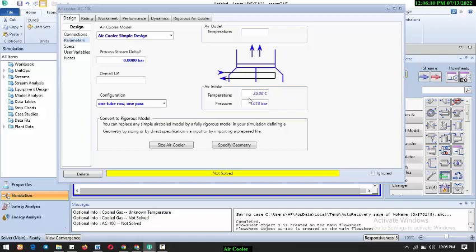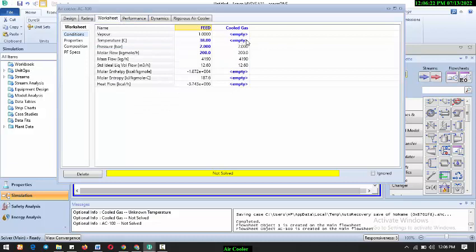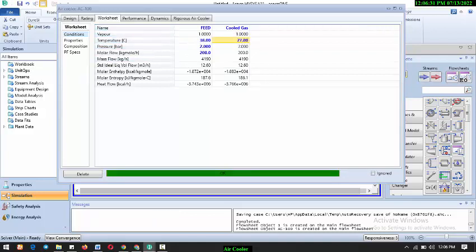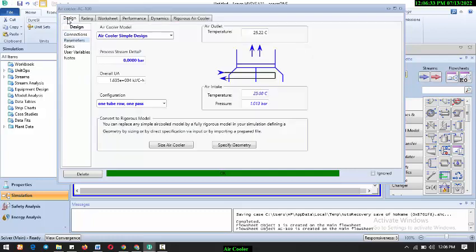Okay, so we're using an air inlet temperature of 25 degrees Celsius. The next thing we need to do is come over to our worksheets. You already know the outlet temperature, which is 27, so we are cooling it down to 27 degrees Celsius. As you can see, it's solved, but there's another thing I would like to show you. Go back to design under parameters, and you discover what happened.